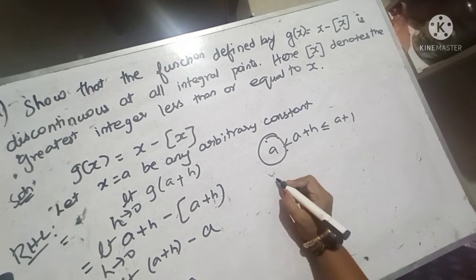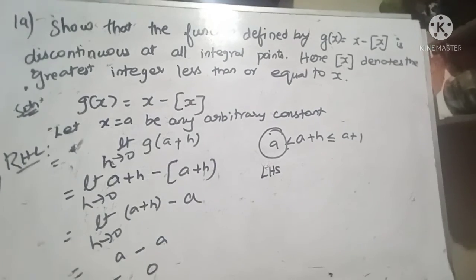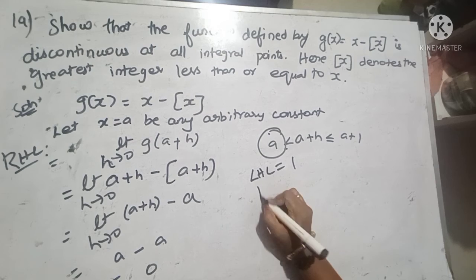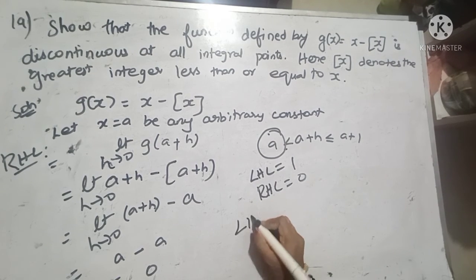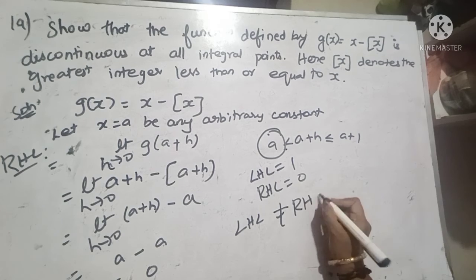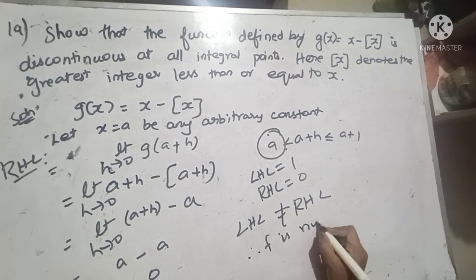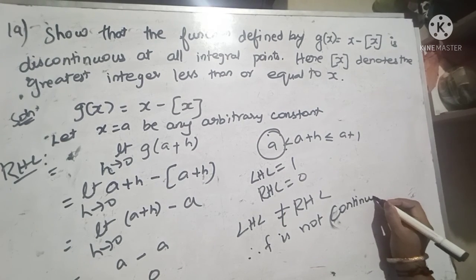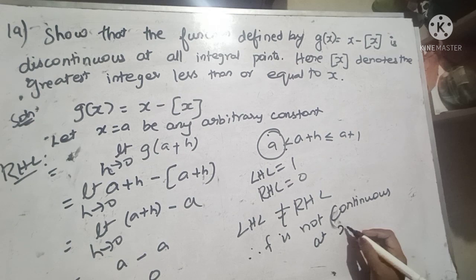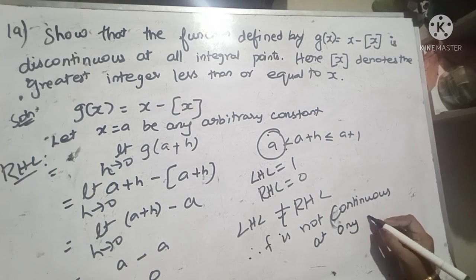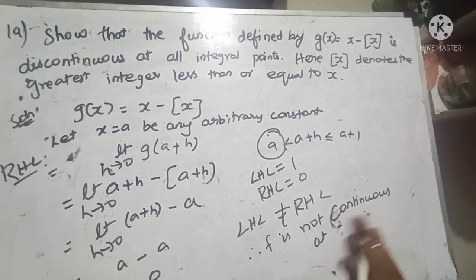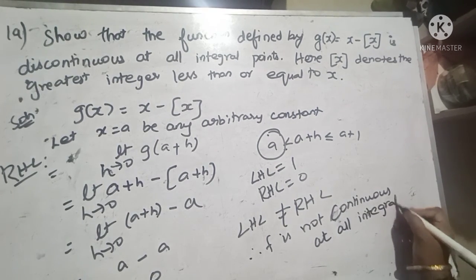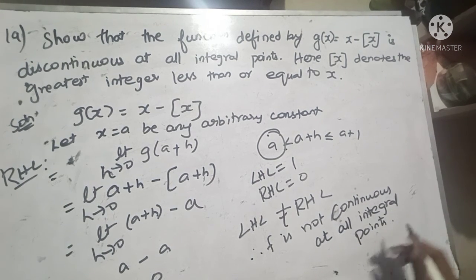So the LHL value is 1, RHL is equal to 0. So LHL is not equal to RHL, therefore g is not continuous. It is not continuous at all integral points. So this is the answer for sum number 19.